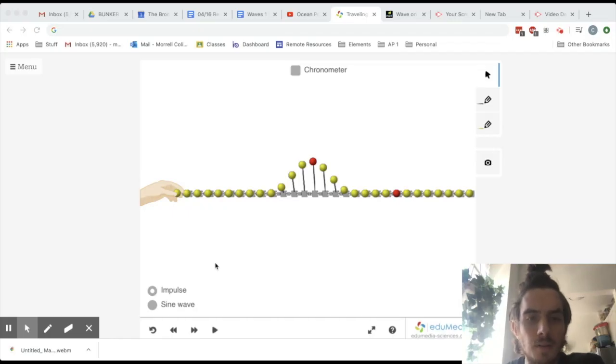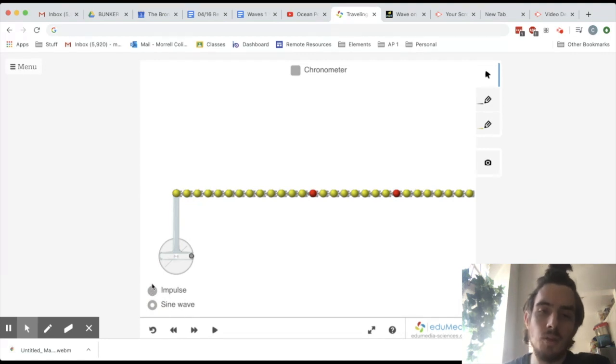Okay, so now if I wanted to, instead of making a pulse, I could create what's called a sine wave, right? We all know what a sine wave is. This motor is basically just going to go up and down, and it's going to cause this bead right here to oscillate up and down.